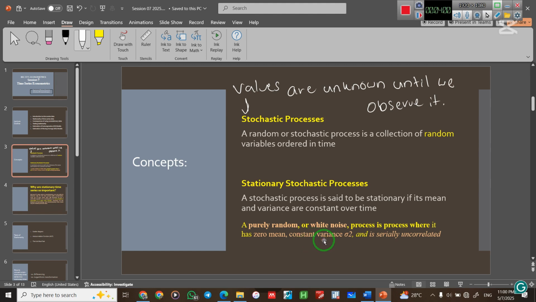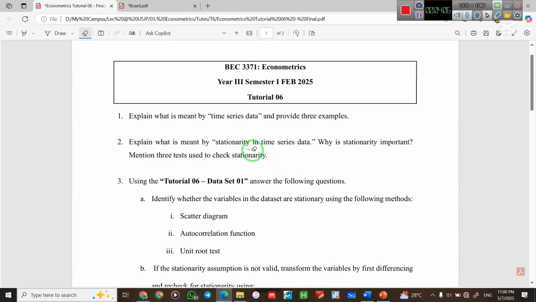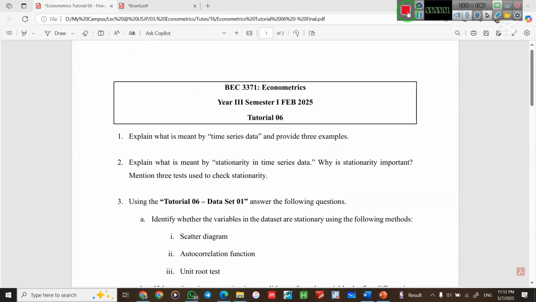So we have talked about what is meant by stationary in time series data, right? So the first part of that question is done. Now we are moving to the second part of that same question. In the second part of that question it is asked why this stationarity concept in the time series data is important, right?